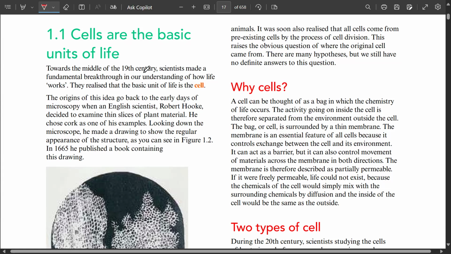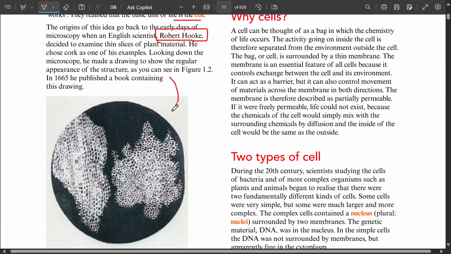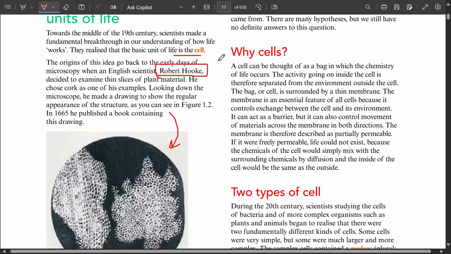Towards the middle of the 19th century, scientists made a fundamental breakthrough in our understanding of how life works. They realized that the basic unit of life is the cell. The origins of this idea go back to the early days of microscopy, when an English scientist, Robert Hooke, decided to examine thin slices of plant material. Robert Hooke first discovered these thin slices of cells and came to know how the structure appears. This was the very first structure discovered by Robert Hooke. This is an important question for your MCQ.